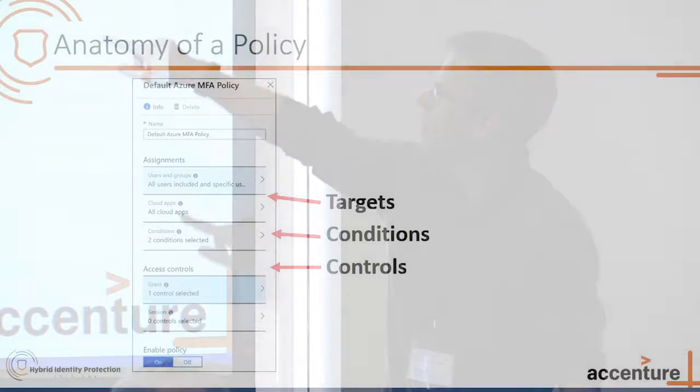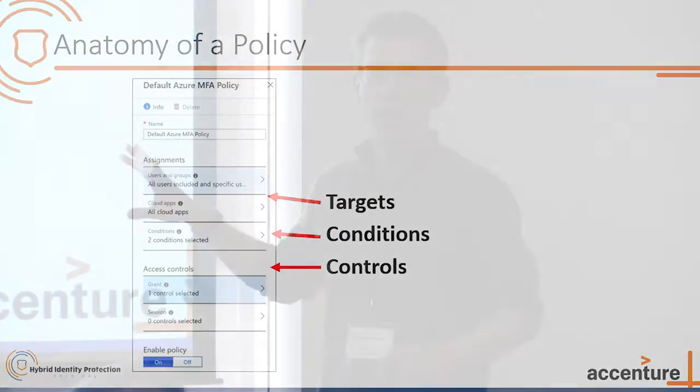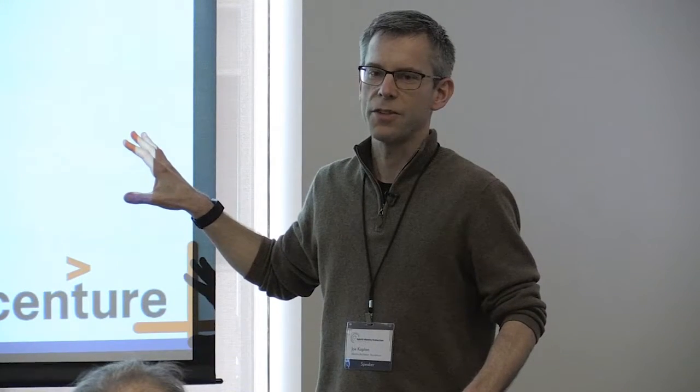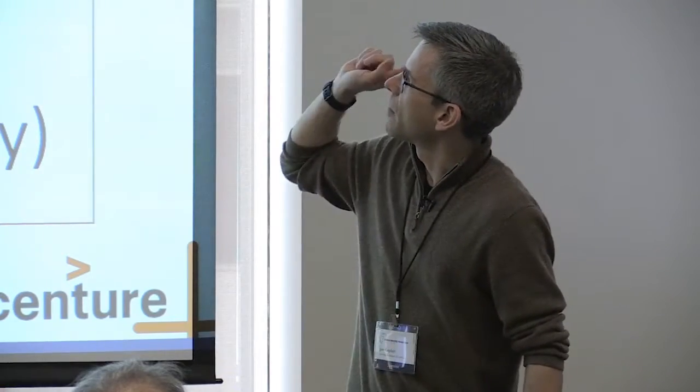Okay, anatomy of a policy. This is our default Azure MFA policy that we're looking at here. There are three things we're going to talk about. We have targeting, which is what the policy applies to, the conditions that we're applying in this policy, and then the controls that are going to be implemented on top of the policy. Those are your three basic building blocks of a conditional access policy. Ready to go? Okay. Let's talk about targeting.